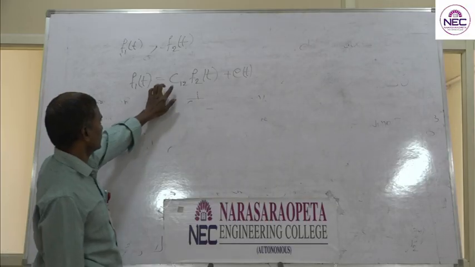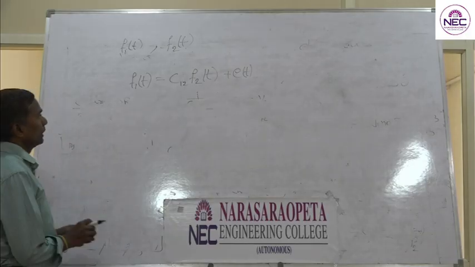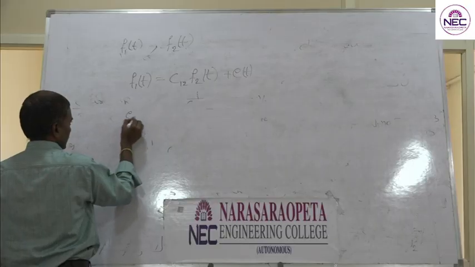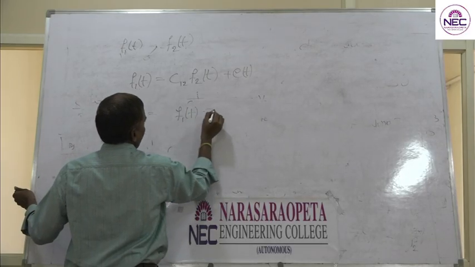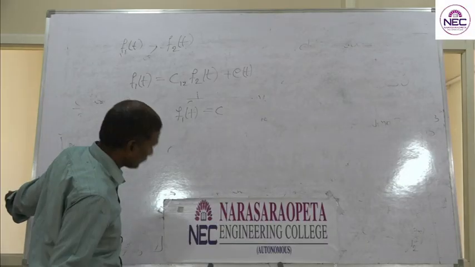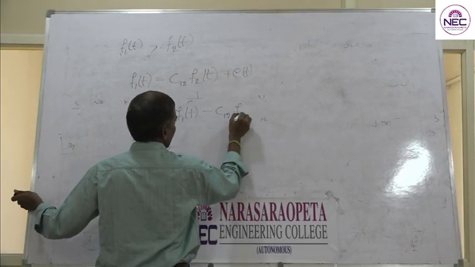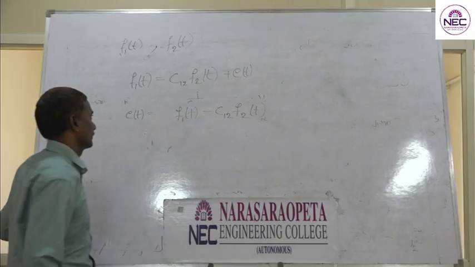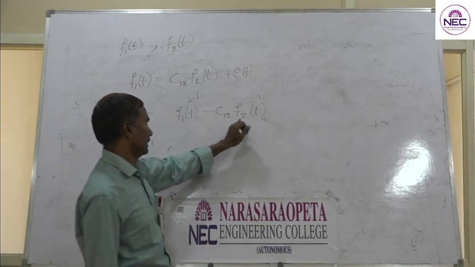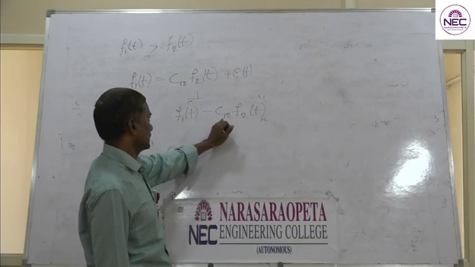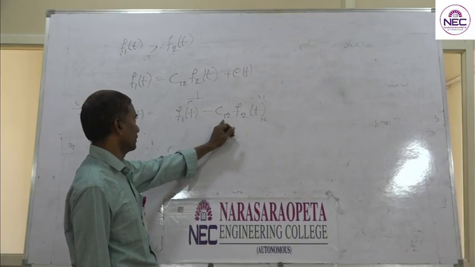Now I have to calculate this C12 to show the relation between V1 and V2. What is the amount of error? It is f1 of t minus C12 f2 of t. For a good approximation of f1 of t and f2 of t, this C12 must be minimum.